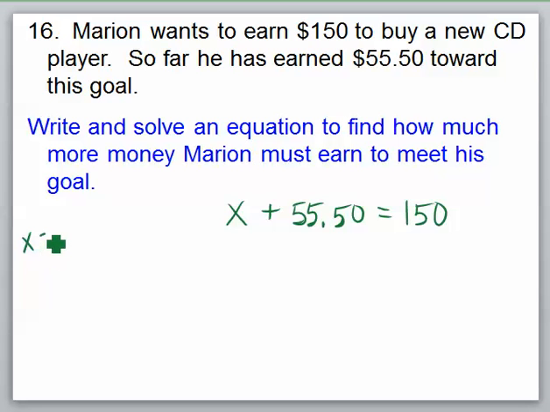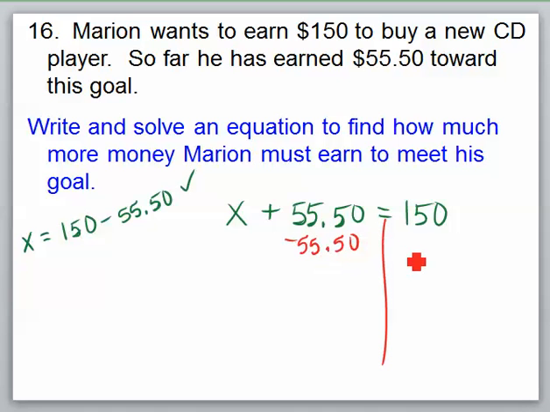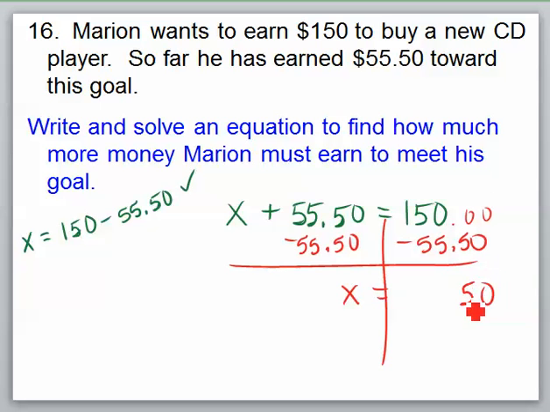Another equation that would also work is saying, well, the amount he has to earn yet can be figured by going 150 minus $55.50. This is also a correct equation. If you watch me solve this equation on the right-hand side here, you will see that it is exactly the equation I get when I start to solve. I get 150 minus $55.50. I'll go ahead and do that, and I end up with the answer of $94.50.